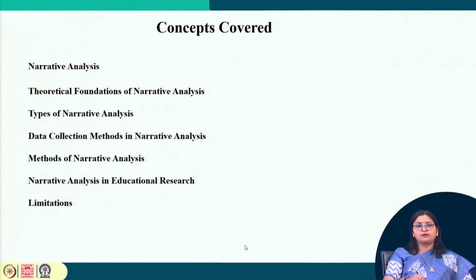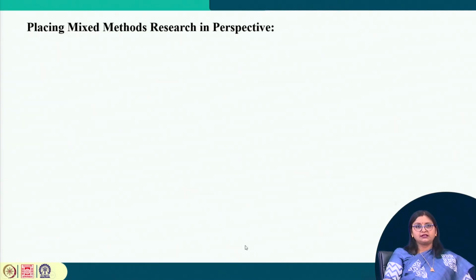And now we will talk about today's topic, that is mixed method research in perspective. Before going to the lecture, I want to mention that this lecture is connected with the mixed method research topic, which I have already delivered in previous classes, but one of the points was missing in it. So, I am continuing with this mixed method perspective in today's lecture.